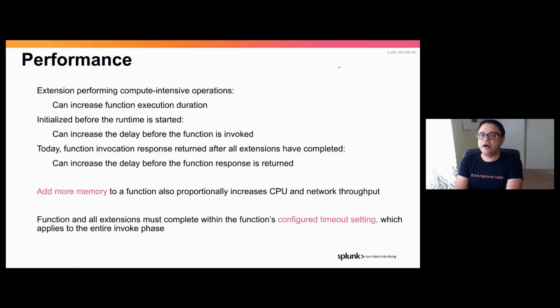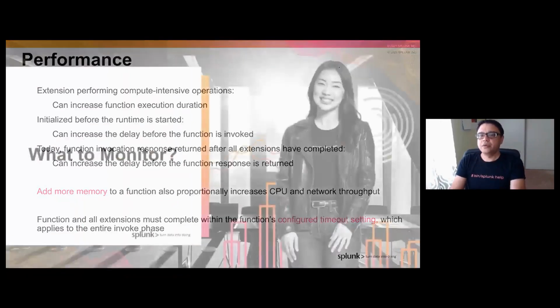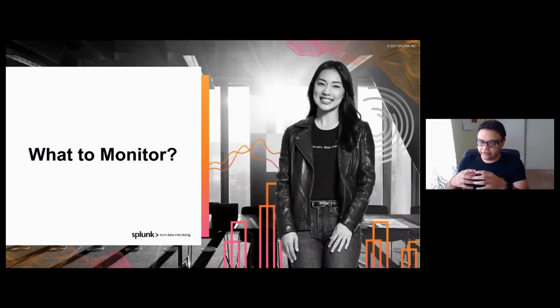If there is more latency and more resources are needed, then you can increase memory for the function in the configuration, which will also proportionately add CPU and network throughput. And during the function, all extensions must complete using the configured timeout setting, or your function will time out. So with that, we have our serverless functions deployed. We have extensions to monitor that. You may want to write other extensions to do something else to your serverless functions.